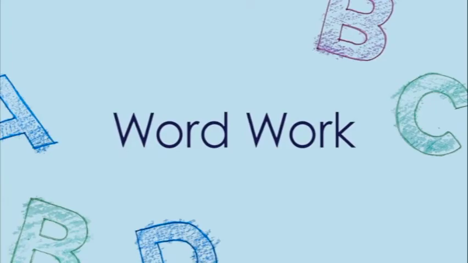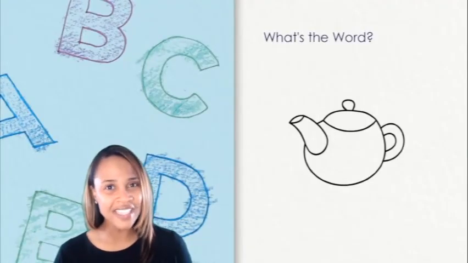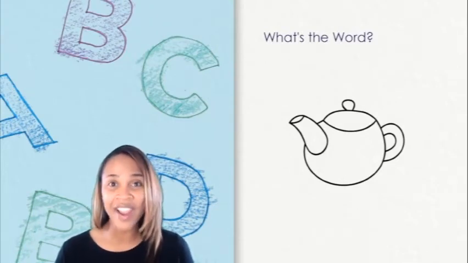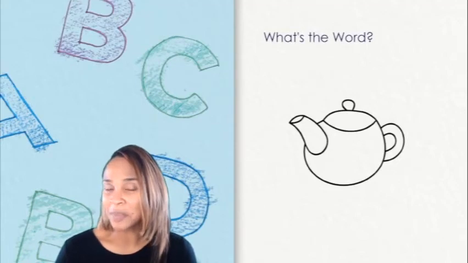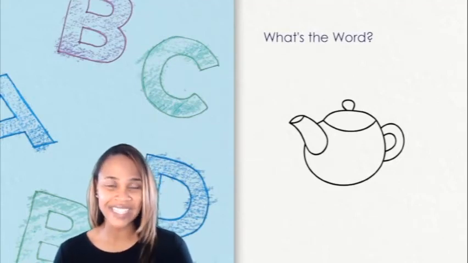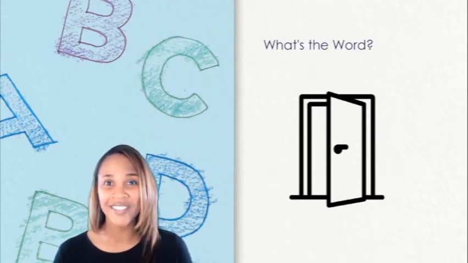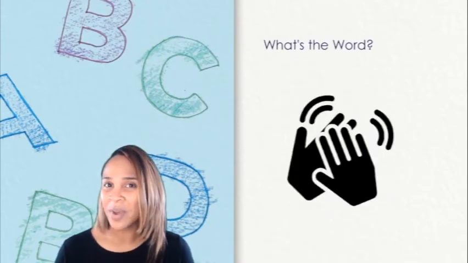Woodwork. Now, I am going to show you the picture of an object, and I want you to tell me what the word is. Ready? Here's my first picture. What is this? It's a teapot, right? Here's my next picture. What is this? It's a door, right? Here's my next one.